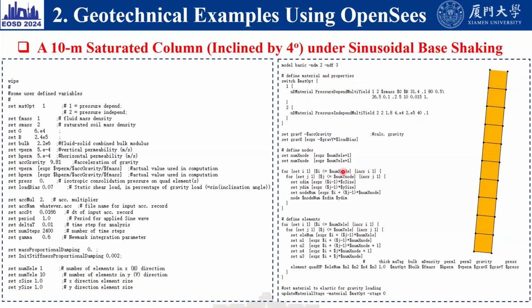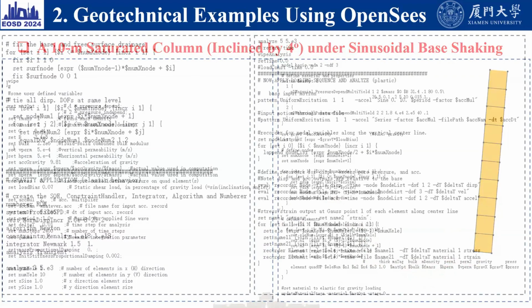Right now you need to define the nodes here according to the coordinates. Then you define the elements according to the node numbers here. As I just mentioned, you need to define the bulk modulus, mass density, and permeability here.